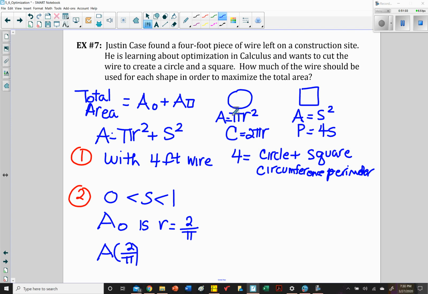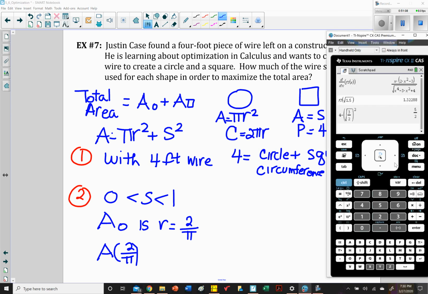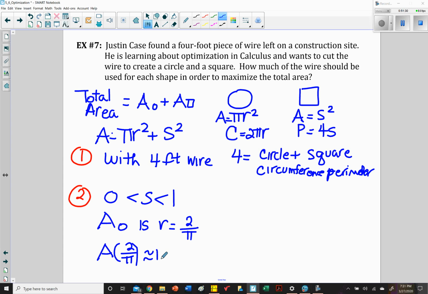Let's do that with the calculator. So if area is pi r squared and our radius is 2 over pi, then the area would be 1.273. Put a little star by that. I'm going to need that in a minute.